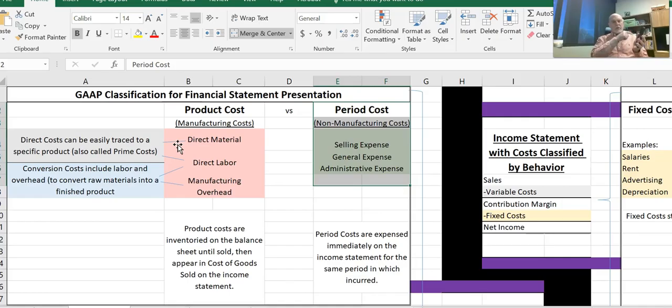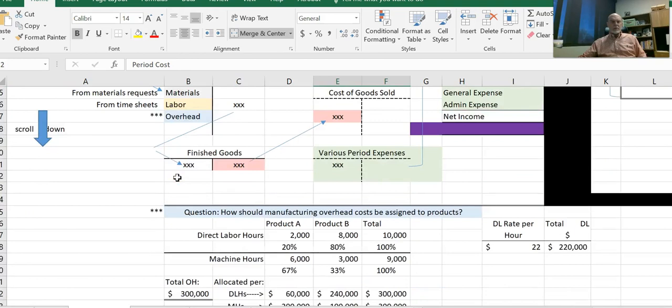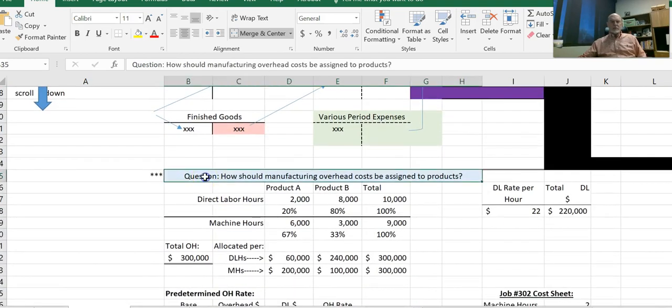However, we also need to assign a little bit of overhead to it, and that overhead we call an indirect cost. You can't really trace it directly to the iPhone. So we have to have some kind of a way to assign all of these overhead costs to the product. So let me show you a little example of that down here. So the question, in blue, is how should manufacturing overhead costs be assigned to the product?